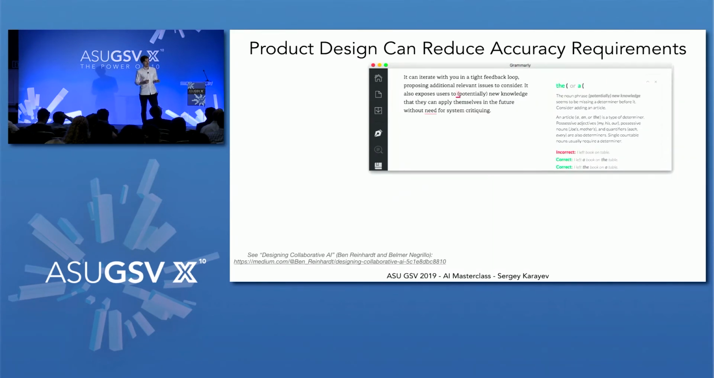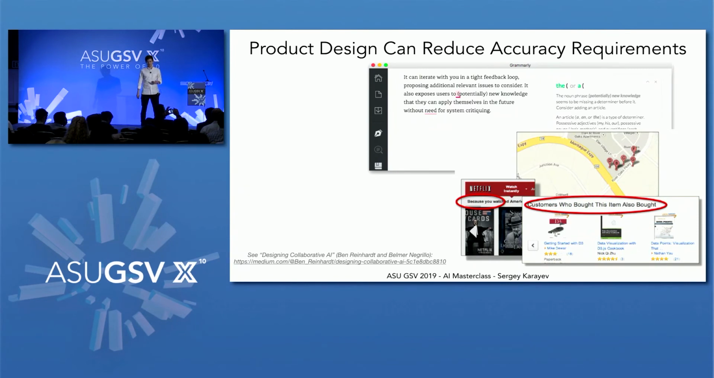But product design is crucial because you can reduce the accuracy requirement with product design. So for example, this is Grammarly, or could be another app that makes suggestions about writing, but it doesn't autocorrect it. It just says, hey, look at this. Is this what you meant? This kind of looks wrong. And then the user can accept it or reject it.